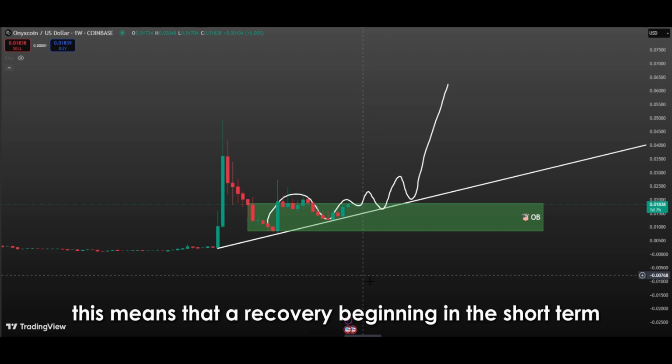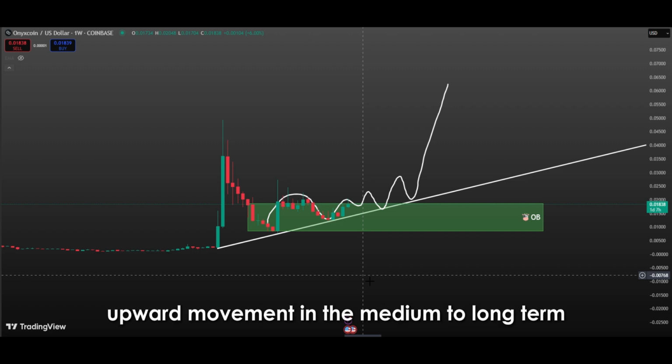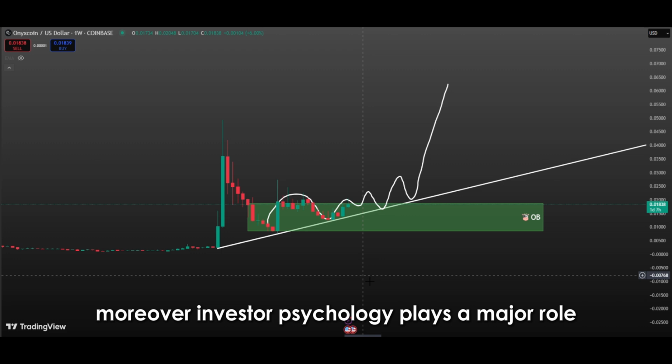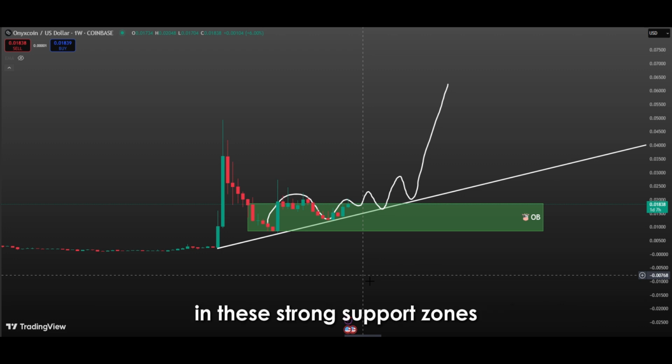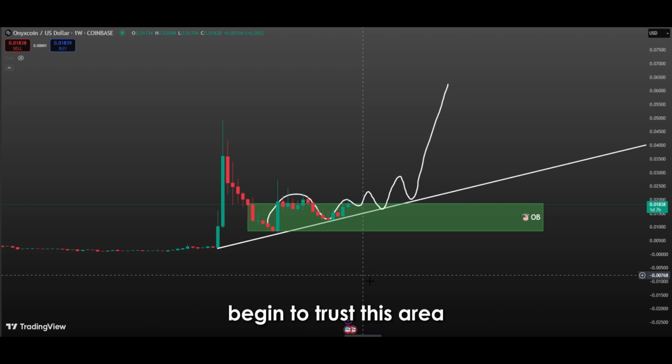This means that a recovery beginning in the short term could potentially turn into a lasting upward movement in the medium to long term. Moreover, investor psychology plays a major role in these strong support zones. Investors who saw the price bounce from this level before begin to trust this area.